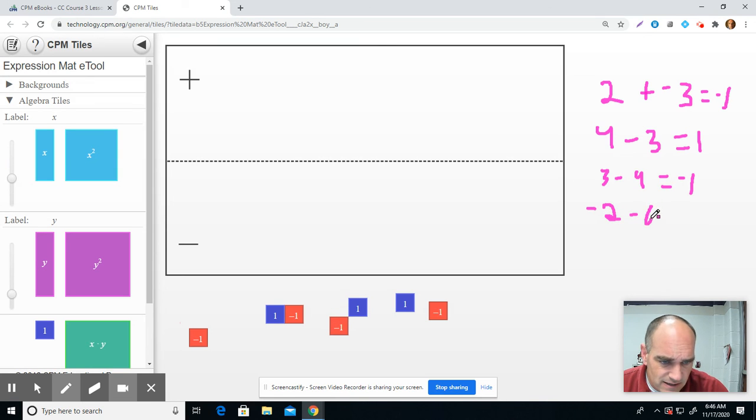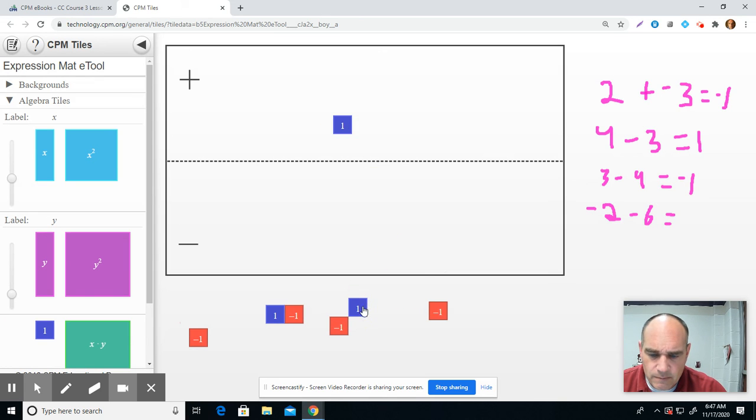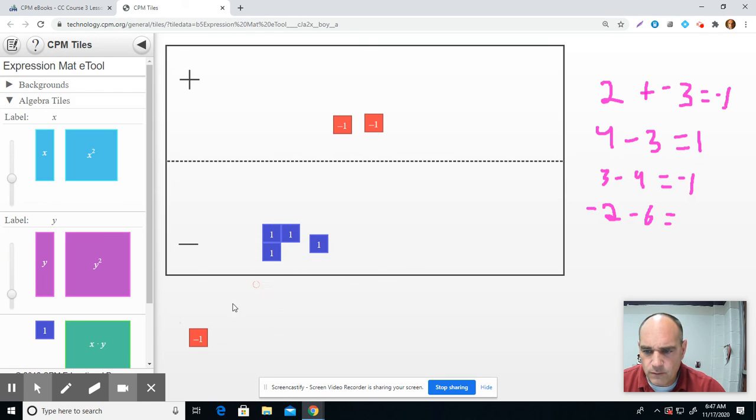minus a 6. All right, so the first thing we do is switch this over. So we have a -2, so I'm going to put it up top. All right, that's where we start, and they're negative. So there's my -2 minus 6. So since we're subtracting, I put it down here, and we have 6 positives. So 1, 2, 3, 4, 5, 6.